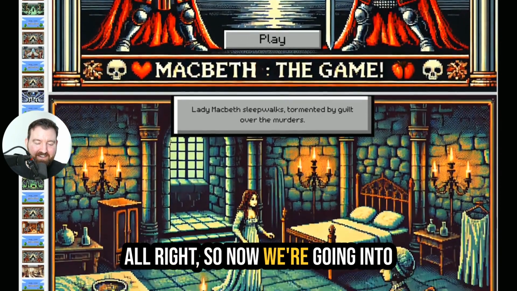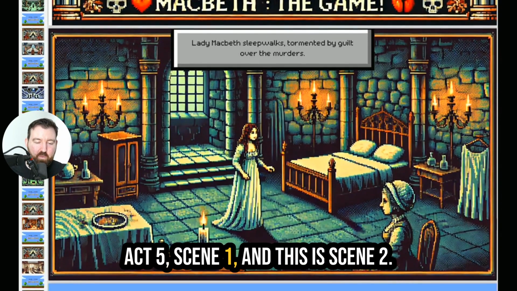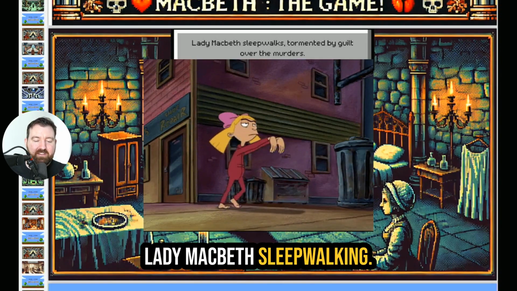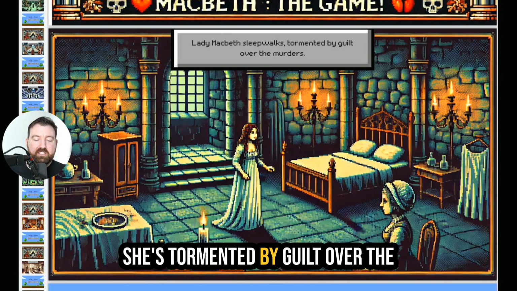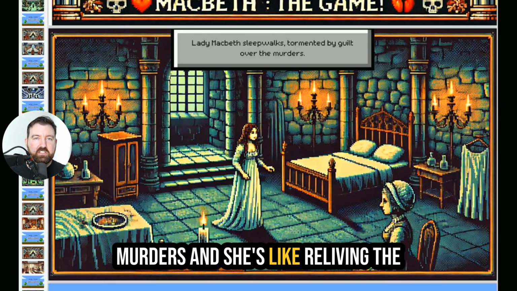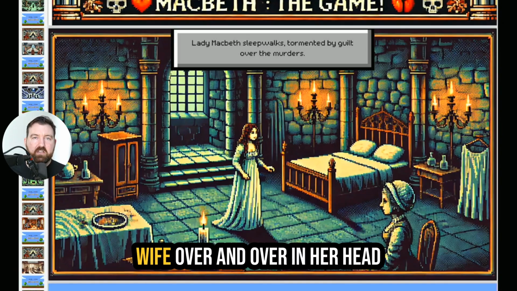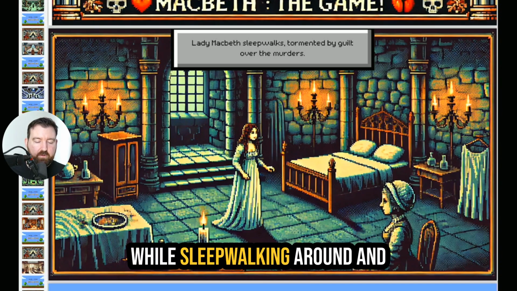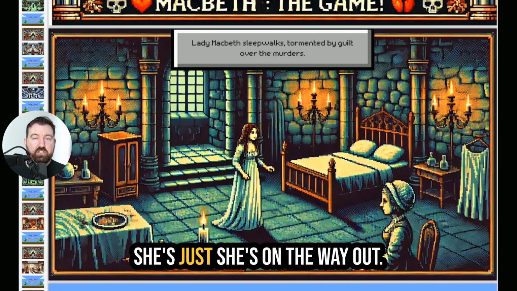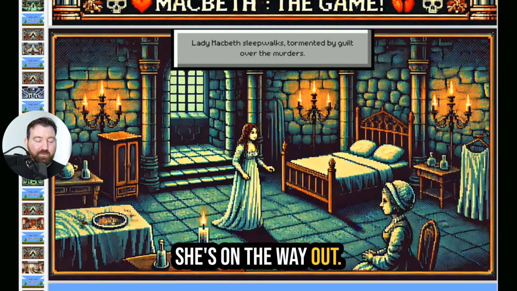Alright, so now we're going into Act 5, Scene 1, and this is Lady Macbeth sleepwalking. She's tormented by guilt over the murders, and she's reliving the murder of Duncan, the murder of Banquo, the murder of Macduff's wife over and over in her head while sleepwalking around, and she's on the way out.